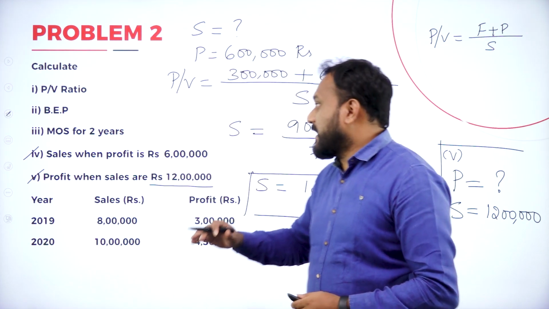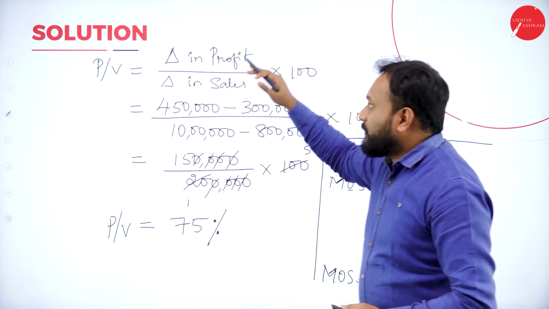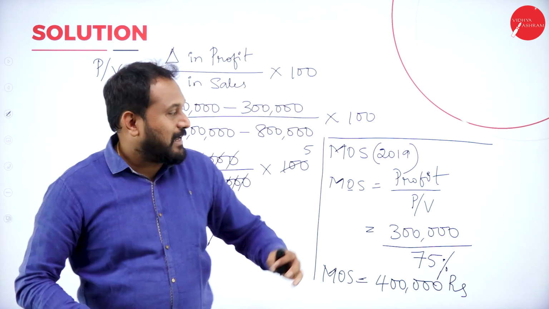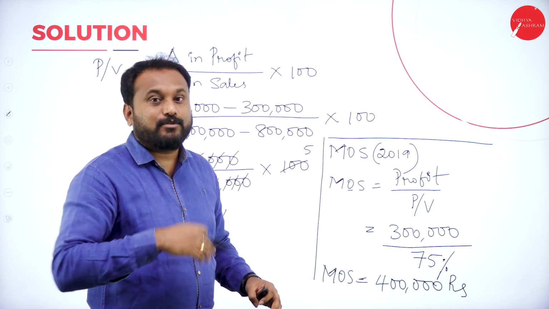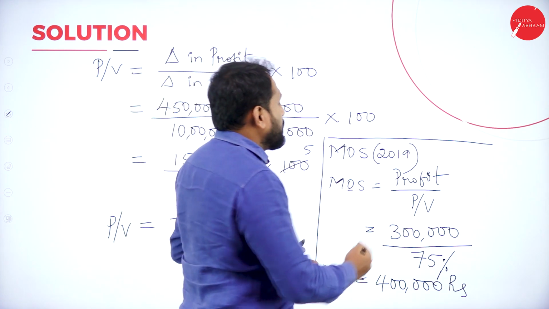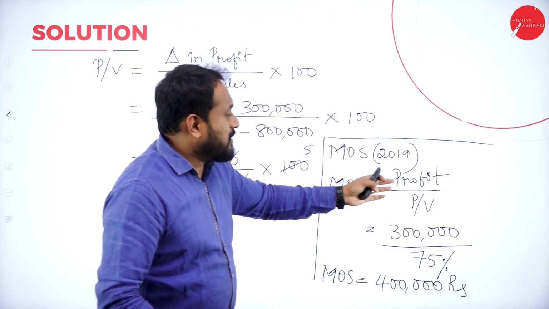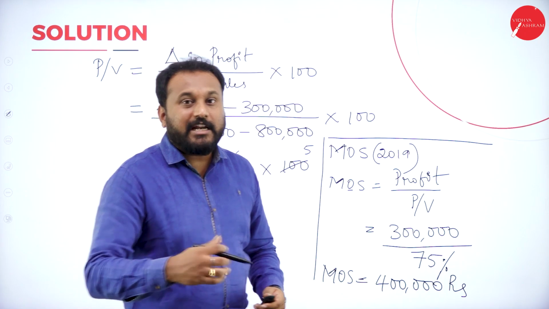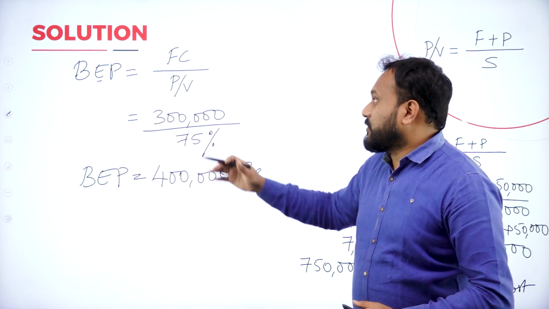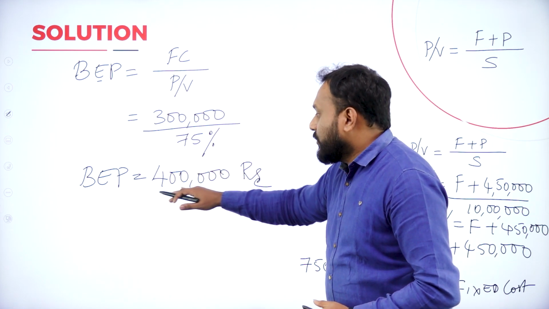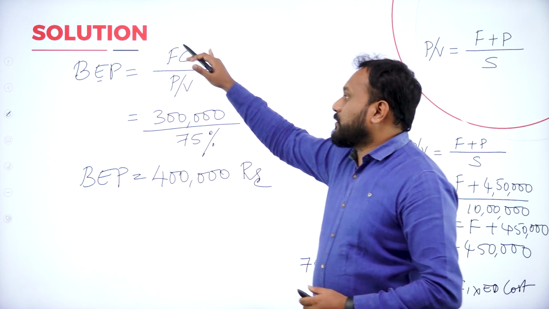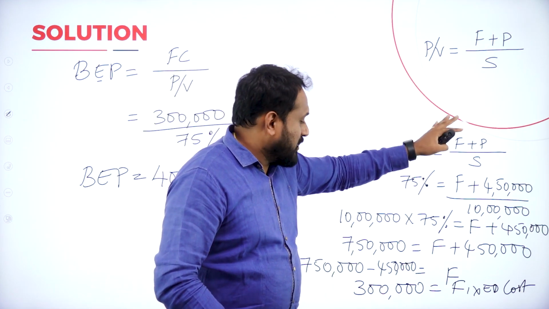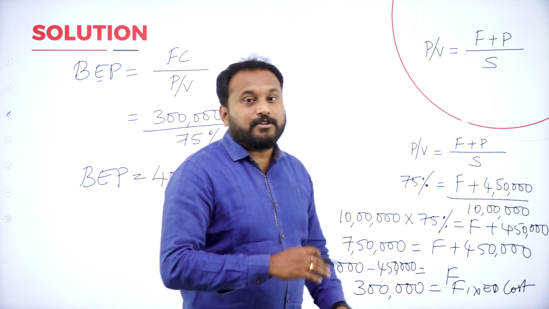So these are the things which we have studied. We found out PV, which is 75%. Then we also calculated MOS. We have calculated it for 2019, and I told you how to calculate for 2020: write profit by PV, where profit is 4,50,000 divided by PV of 75%, and you will get MOS for 2020 also. Then we calculated BEP, which we got as 4 lakh rupees. To find BEP we needed fixed cost, which we find with the formula PV is equal to F plus P by S. Now we have done everything properly.